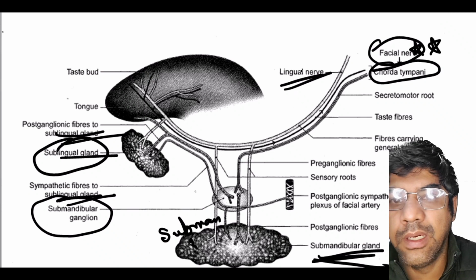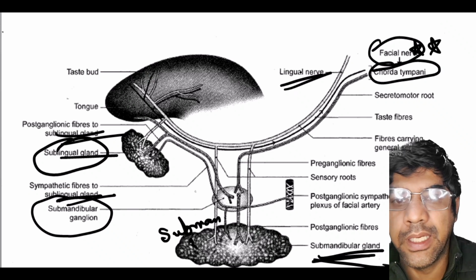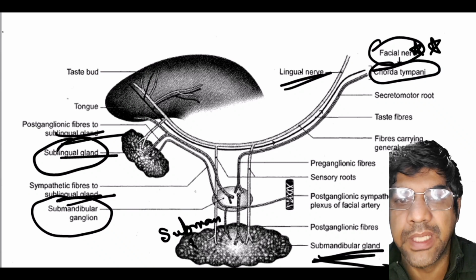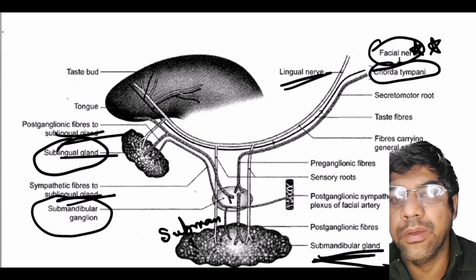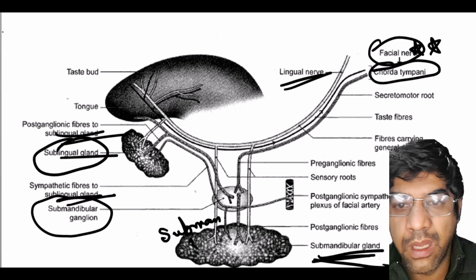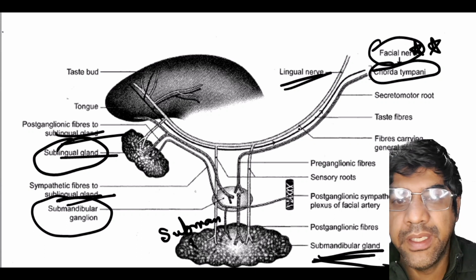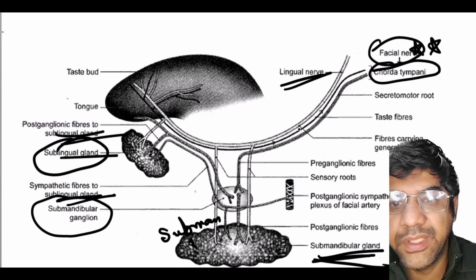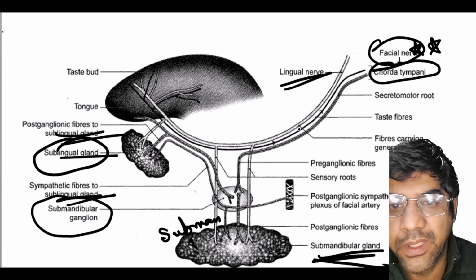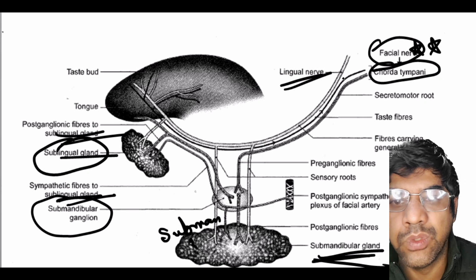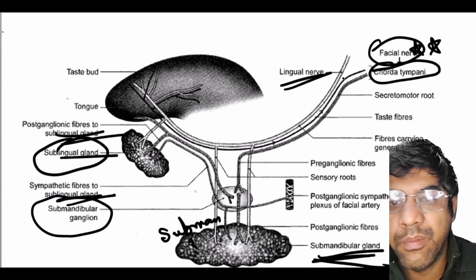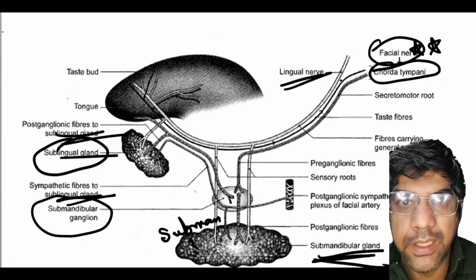Now let us discuss the connecting branches that are involved in secretomotor fibers, sympathetic fibers, and sensory fibers related to the submandibular ganglion. First are the secretomotor fibers that we have already discussed: they originate from the superior salivatory nucleus, passing through the nervus intermedius, facial nerve, chorda tympani, and the lingual nerve. Then there is a ganglion connection that travels through the posterior root to reach the submandibular ganglion for the relay.